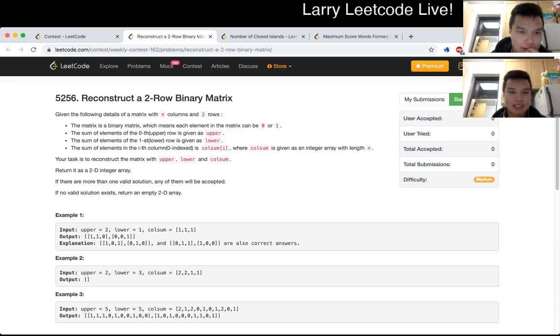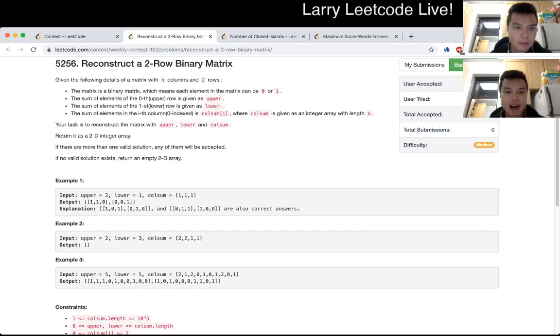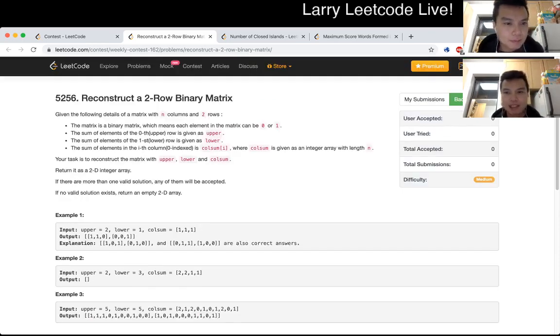My first instinct about thinking n columns and n by two matrices is maybe some kind of dynamic programming. To be honest, there are a lot of counting problems that start with that premise, so that's where my mind went. But I actually continued reading the problem. First, there's a binary matrix, which means they're going to be 0 and 1, and then you're given an upper and lower.